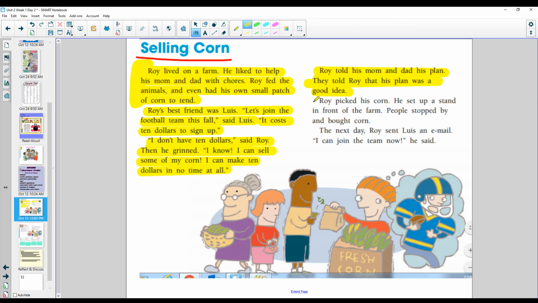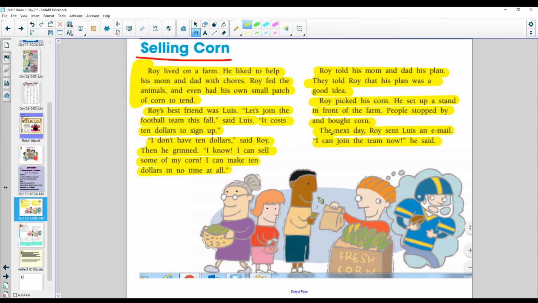Notice the indent. Roy picked his corn. He set up a stand in front of the farm. People stopped by and bought corn. New paragraph. The next day, Roy sent Louis an email. I can join the team now, he said.